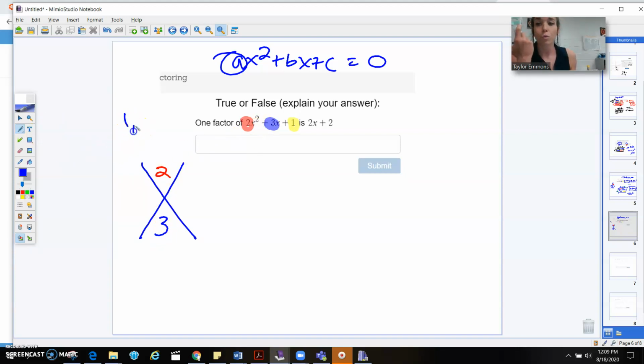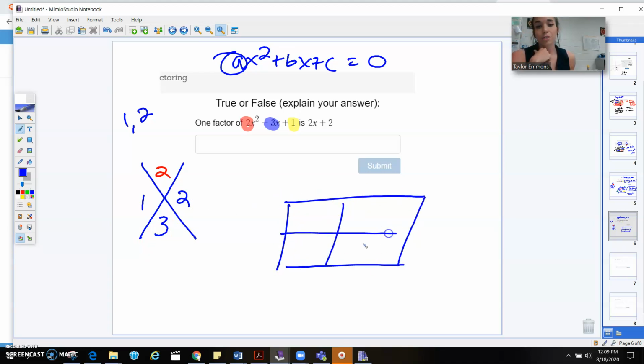Well, all I have is 1 and 2, right? Now, can I add those together and make 3? Absolutely. So 1 and 2 are going to be our factors. And then we're going to draw our box. Look at those geometry skills.